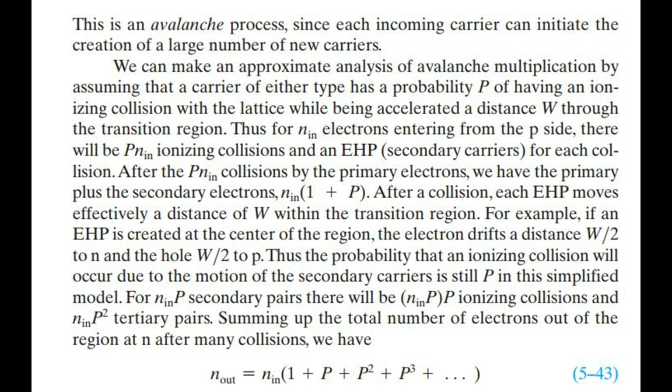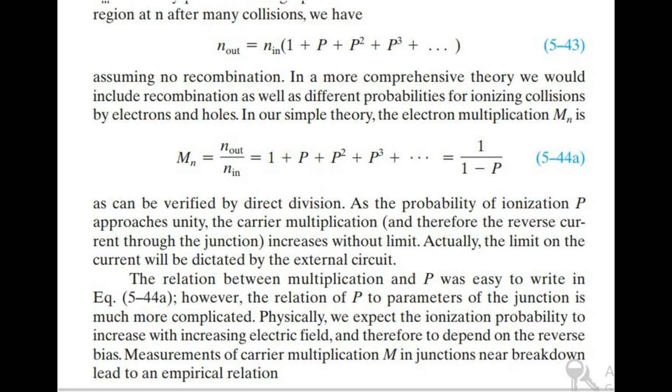Thus the probability that an ionizing collision will occur due to the motion of the secondary carriers is still P in this simplified model. For n_in P secondary pairs there will be n_in P·P ionizing collisions and n_in P² tertiary pairs. Summing up the total number of electrons out of the region at n after many collisions, we have, assuming no recombination. In a more comprehensive theory we would include recombination as well as different probabilities for ionizing collisions by electrons and holes.